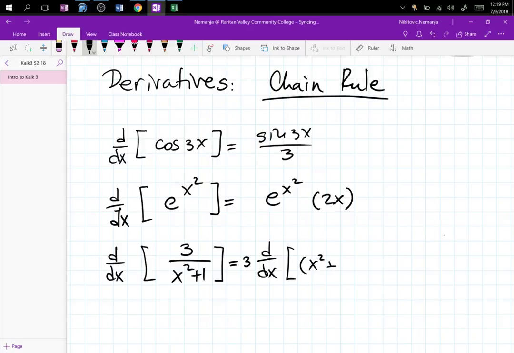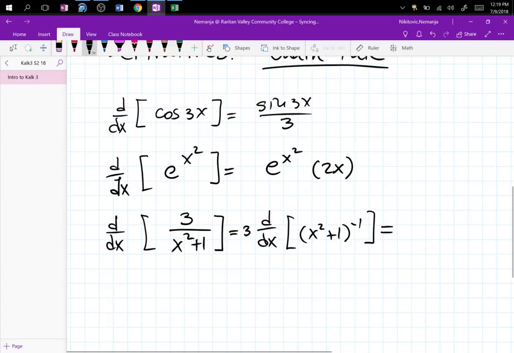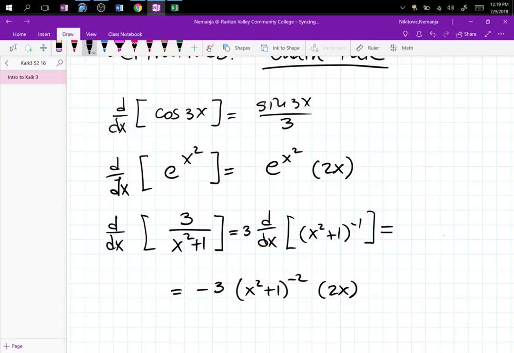X squared plus 1, and then we put the exponent of negative 1, and then we have negative 3 times x squared plus 1 to the negative 2 times 2x as a chain rule, which gives us negative 6x divided by x squared plus 1, everything squared. So these are some basics of limits and derivatives that we are going to see as we go through the course.